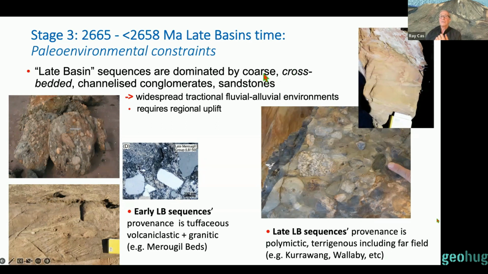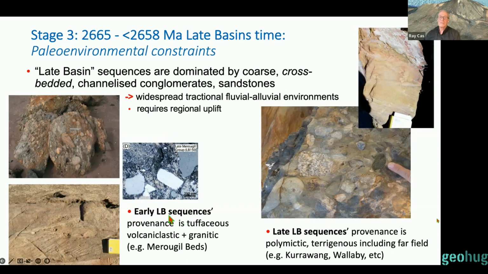Now, the abundance of cross-bedded sandstones and, again, rounded clast conglomerates is indicative of a widespread tractional fluvial alluvial environment by this stage. And of course, that requires significant regional uplift from the pre-existing marine setting that we've discussed. Now, the late basin sequences can be subdivided into two subtypes.